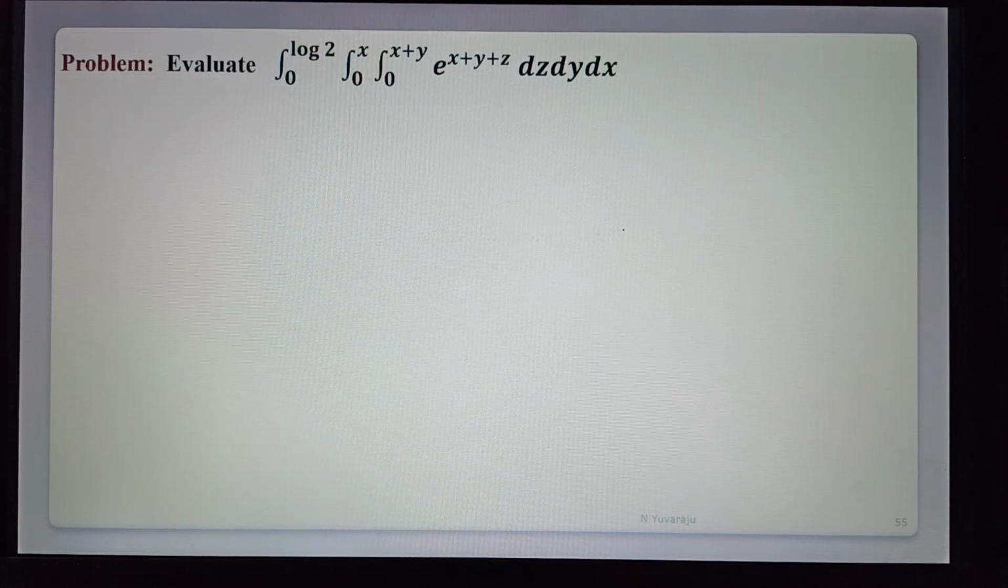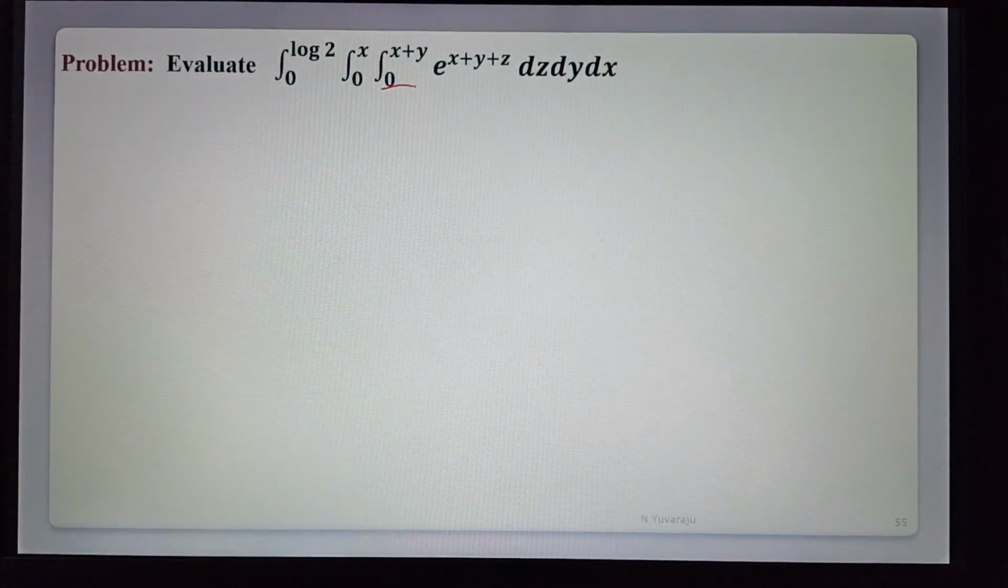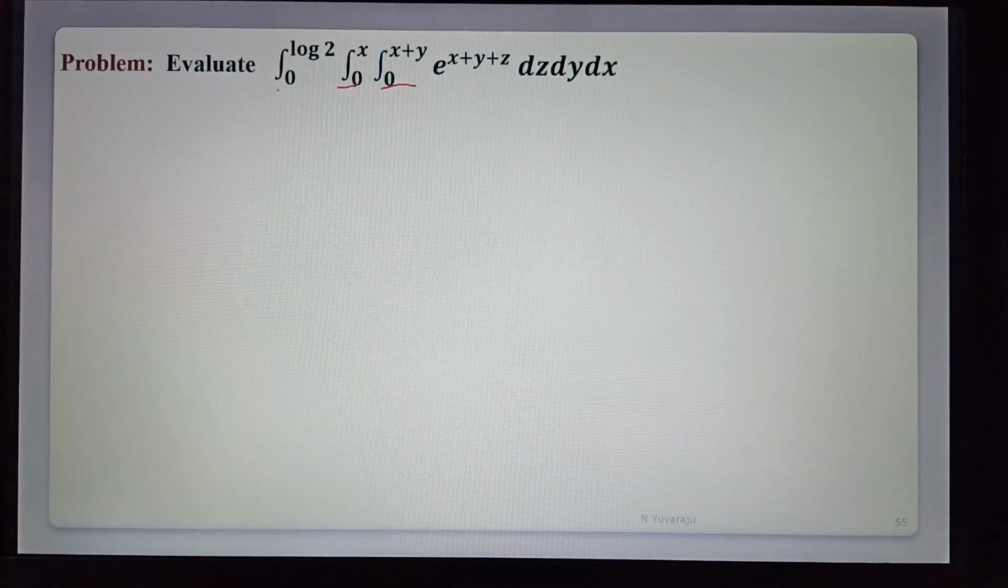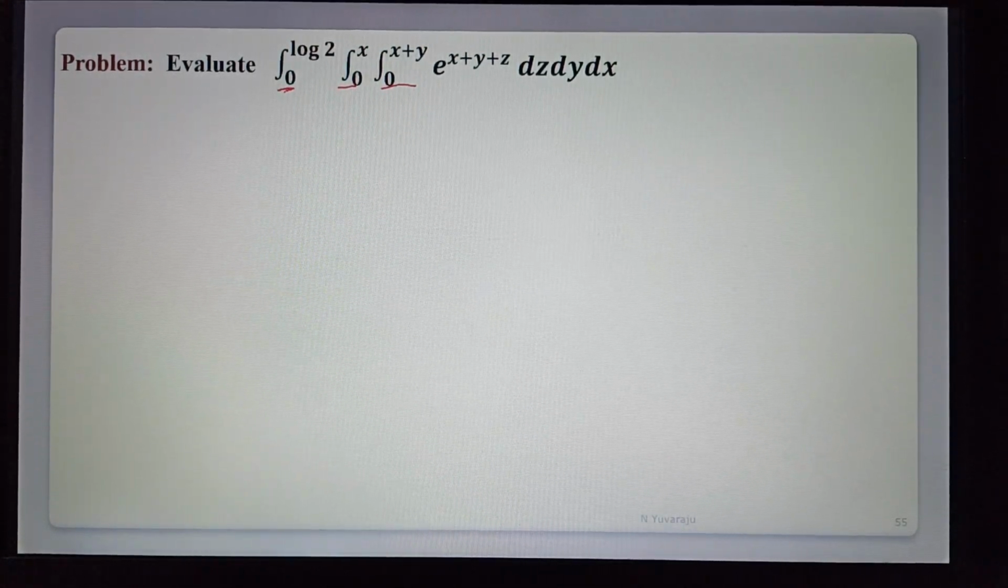Evaluate the integration 0 to log 2, integration 0 to x, integration 0 to x plus y, e power x plus y plus z dz dy dx. So we observe that first, integrating, the z limits are functions of x and y. First integrating with respect to z, the z limit 0 to x plus y. Next, the y limits are functions of x, 0 to x. So next, the third integration is with respect to x, x limit 0 to log 2.